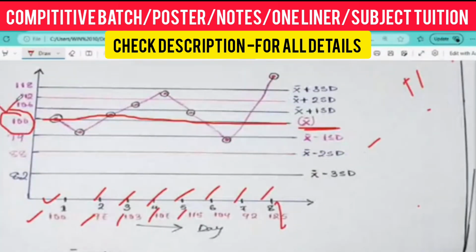Yes or no? 106. X bar plus 2 SD, that is 112. X bar plus 3 SD, 118. Yes or no? And here x bar minus 1 SD, that is 94. X bar minus 2 SD, that is 88. X bar minus 3 SD, that is 82. Are you understanding how the calculation is happening? Getting my point or not? Understood? Yes, sir. Okay, see.